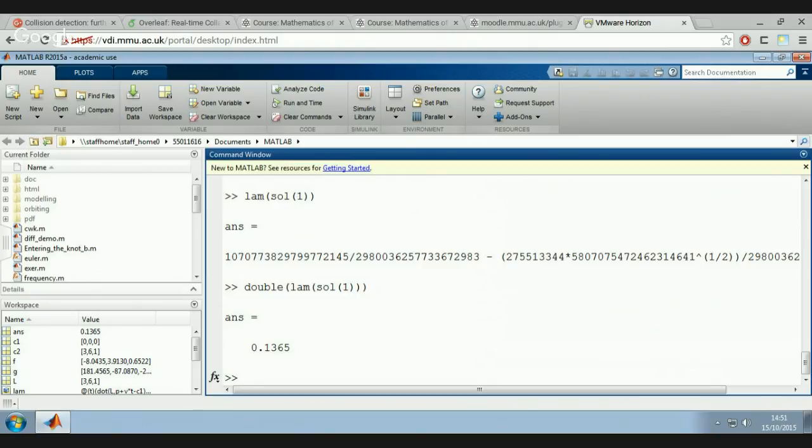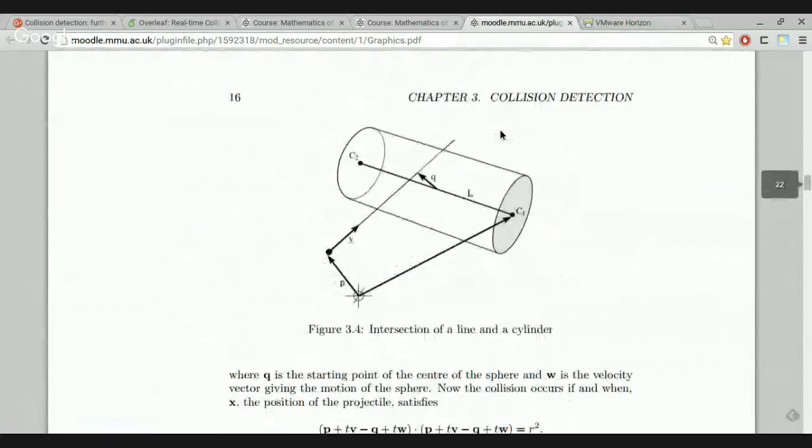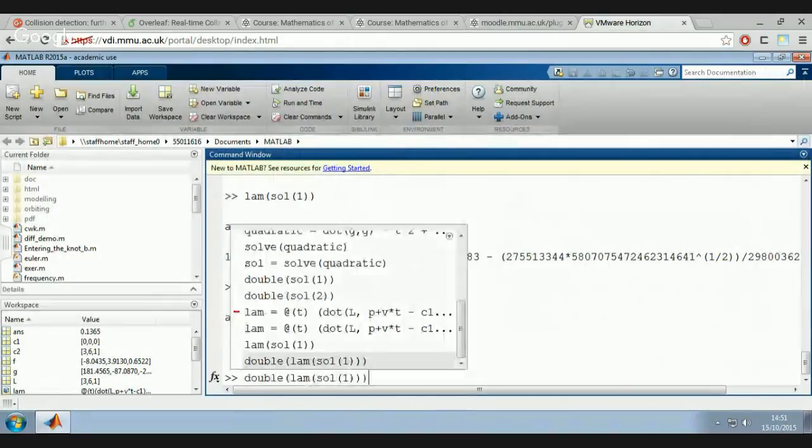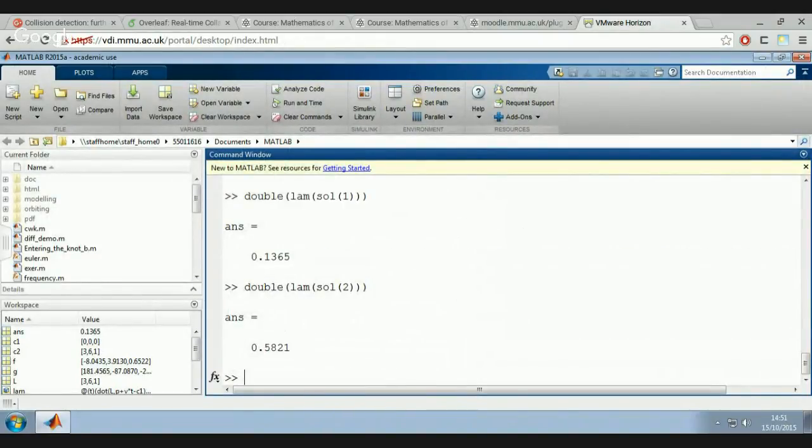So that does represent some proportion along the vector L from the endpoint C1. Okay, so that is a collision between the object and the curved surface of the cylinder. You could check the Sol 2 as well. Take double of lambda of Sol 2, and again you get 0.58. So it enters the cylinder and it exits the cylinder, the actual finite cylinder segment that we set up, because both the lambda values are between 0 and 1.